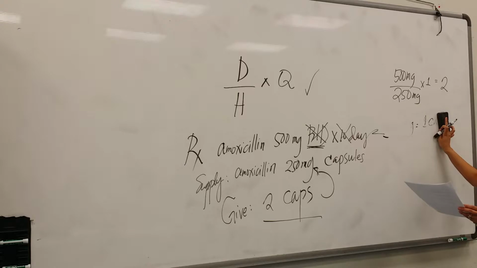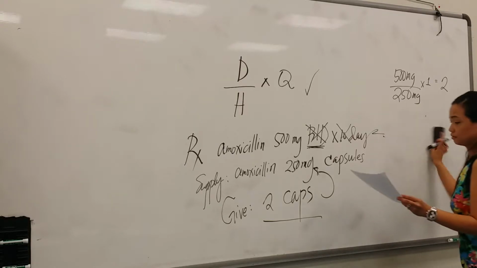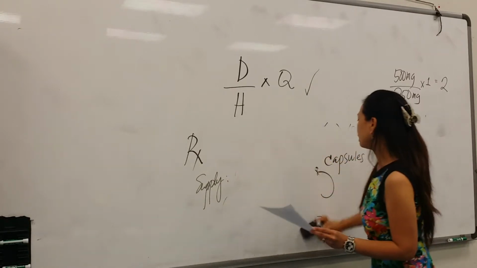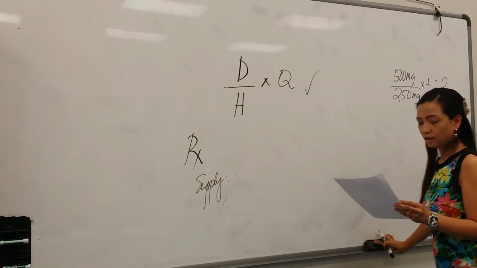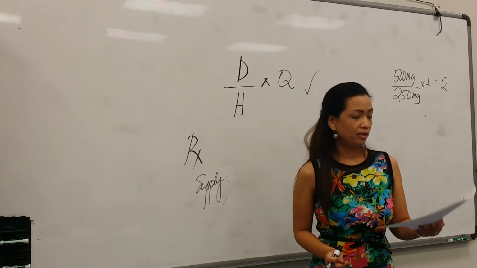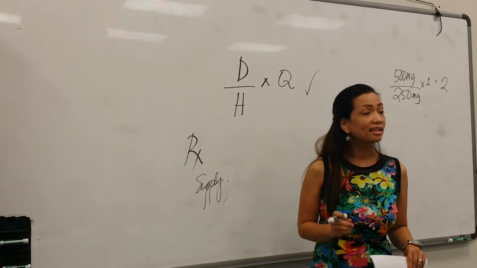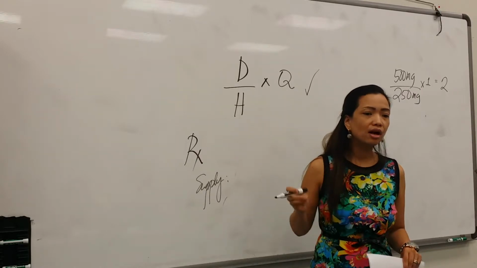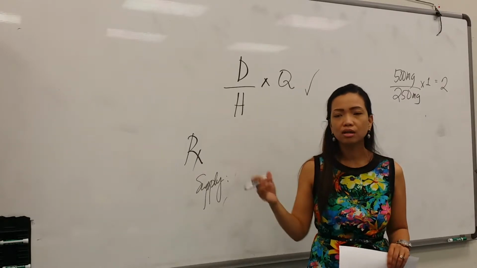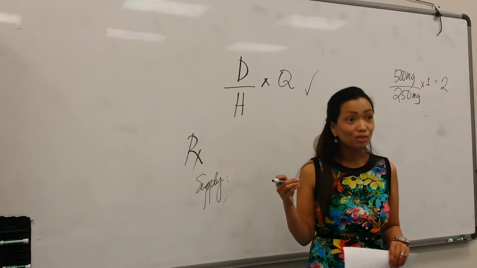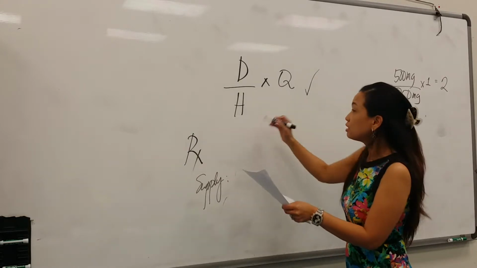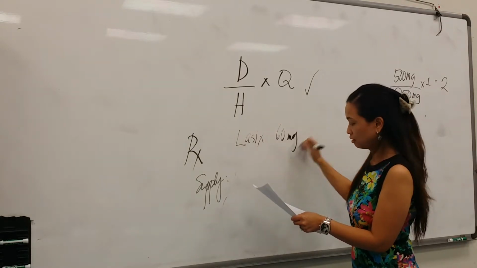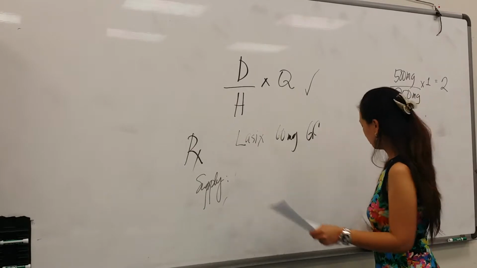I'd like you to go to number 5. Same page. This is when I don't like using the D over H times Q. You know why? Because your supply is in liquid form. Okay? The numbers have to talk to you. I always say that. The numbers have to talk to you. Oh, Miss Elsha's crazy. Yes, they do talk. Okay? So Lasix is your prescription. Generic what? Oh. Furosemide, correct. QD.